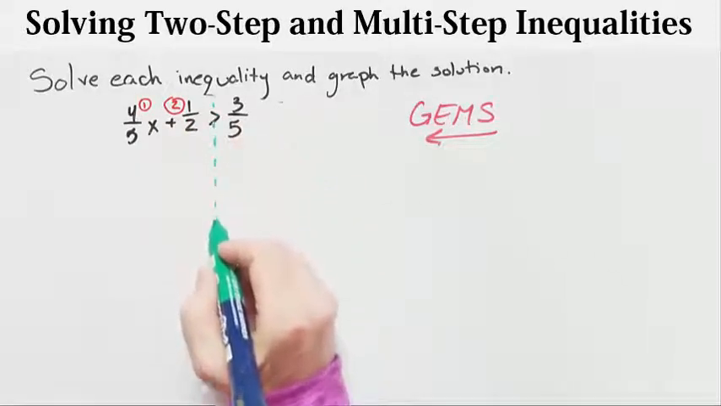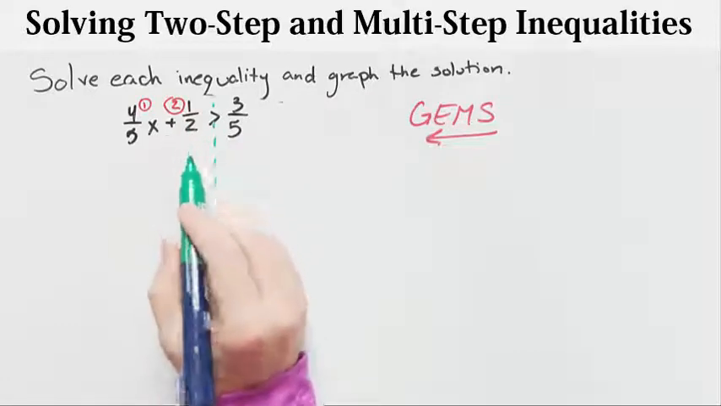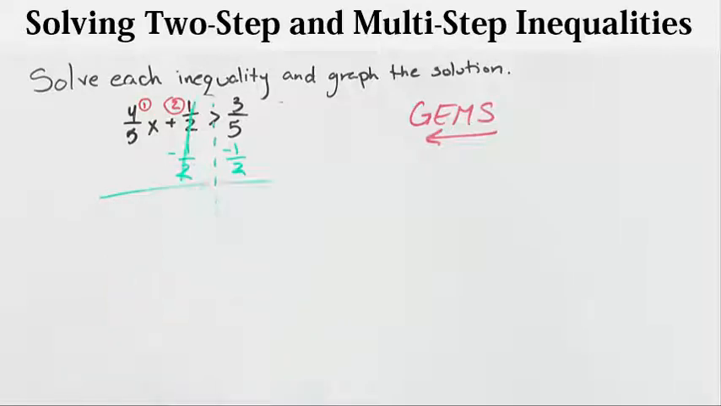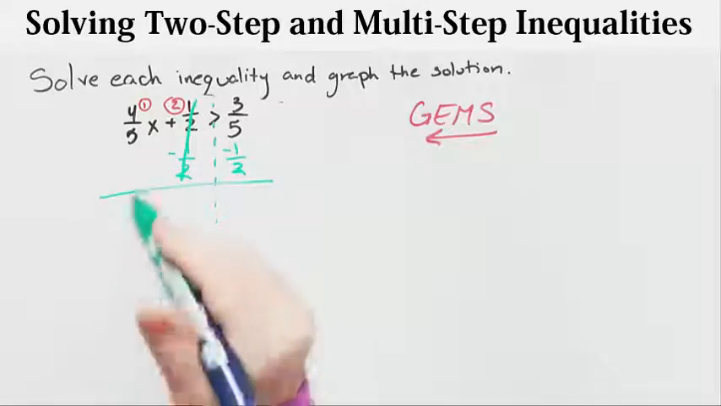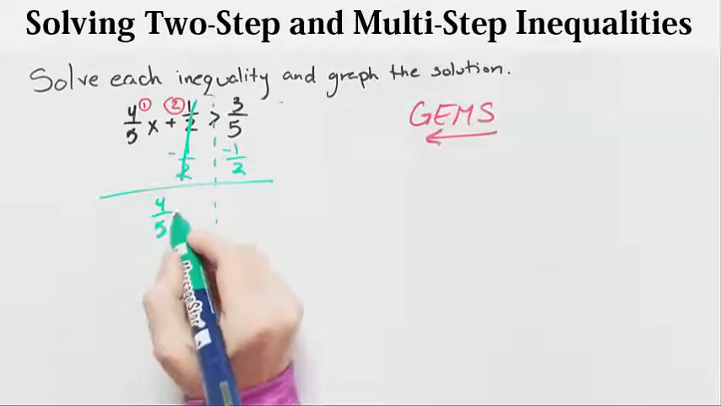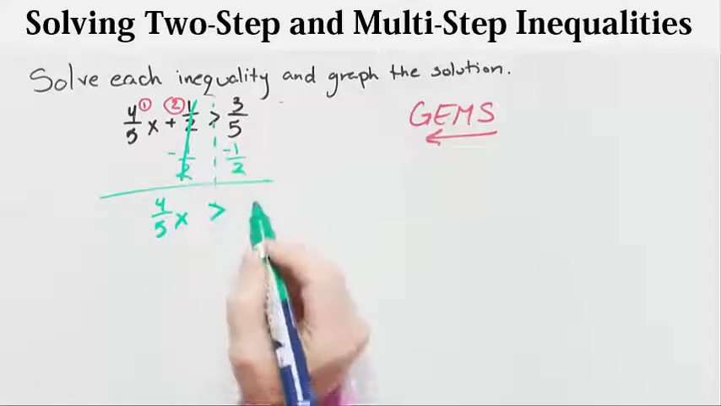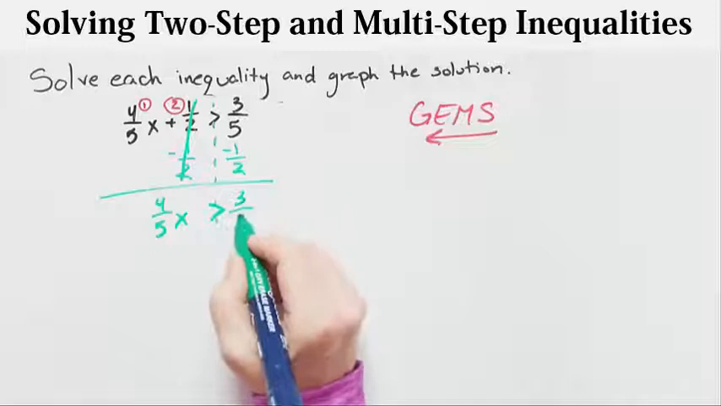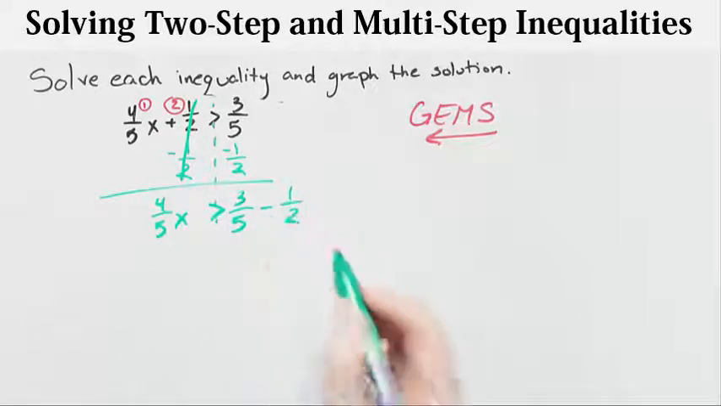So here's me keeping my items separate. I pair a positive 1/2 with a negative 1/2. A positive 1/2 minus 1/2 turns to 0. I'm left with my 4/5 x is greater than, I need to know what 3/5 minus 1/2 is. So 3/5 minus 1/2. I'm going to have to try and find common denominators.